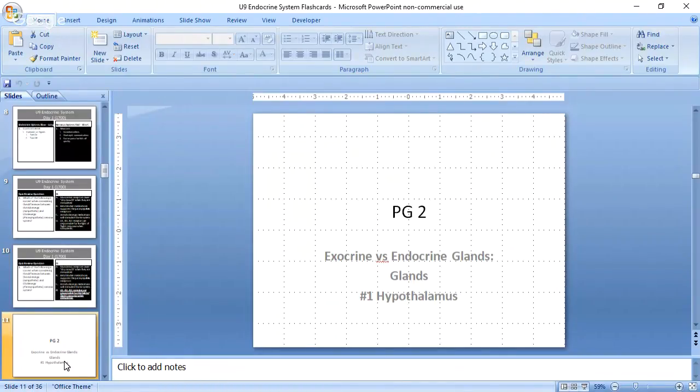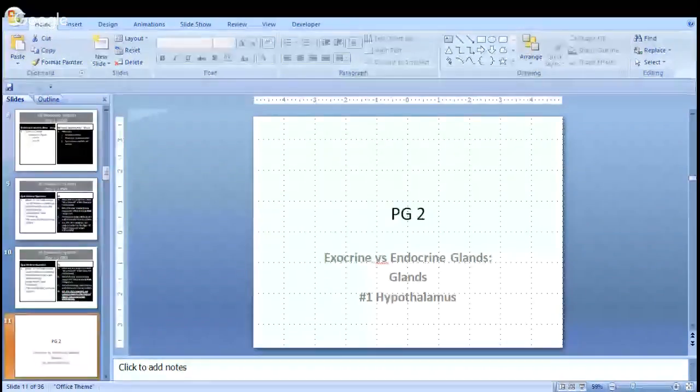Okay, so the main topics on page 2 are exocrine versus endocrine glands, and then we start getting into the 6 major glands in the endocrine system. Can anybody tell me any of the glands in the endocrine system, off the top of your head? The pancreas has both endocrine and exocrine properties. So pancreas is one of those glands, right? Okay, so hypothalamus is going to be one of them. Hypothalamus, pituitary gland. What about thyroid and the parathyroid? Yeah, thyroid and parathyroid too.